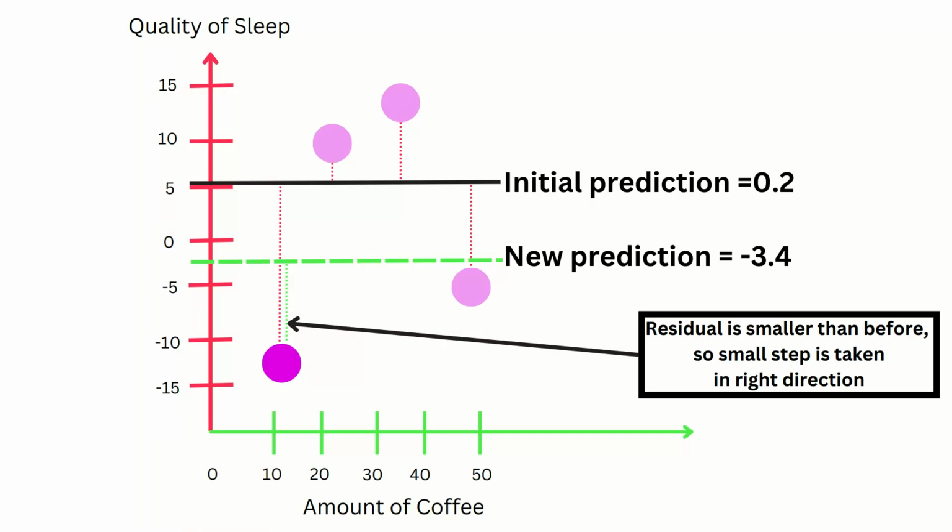The new predicted value demonstrates improved proximity to the observed value, resulting in smaller residual compared to previous residual. Thus, we have taken a small step in right direction. From observation, we can see the new residual, which is dotted green line, is smaller than the vertical dotted red line.